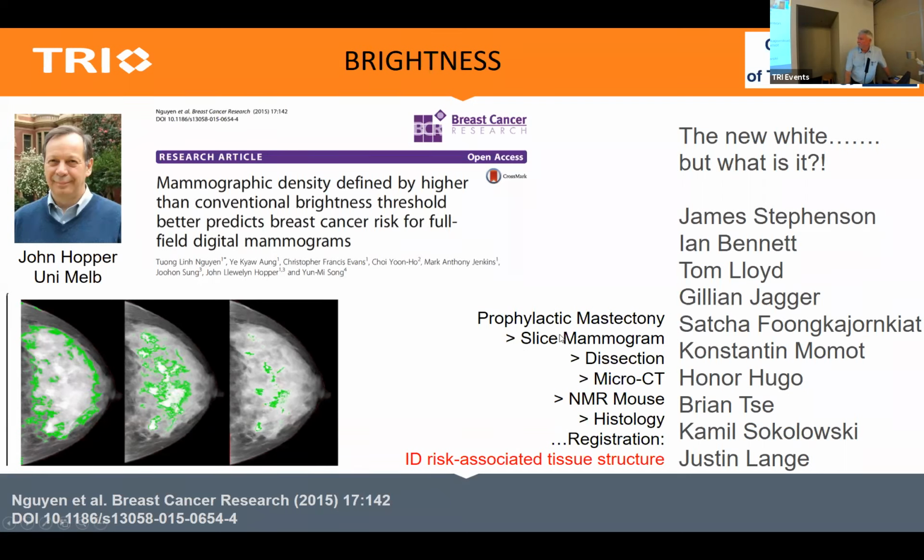And this is a new project to get the slice mammogram, dissect out those regions and compare micro-CT, NMR mouse, as well as histology at a very high level of resolution. This is ongoing with James, who is the TRI breast fellow, and Ian, his supervisor, Tom and Jill, a research nurse from radiology who's been amazing and helped us with all 53 of those accruals, I think, and Satcher and Constantine and Anna. And also the TRI core, so it's Brian and Camille with the micro-CT and Justin with the histology.